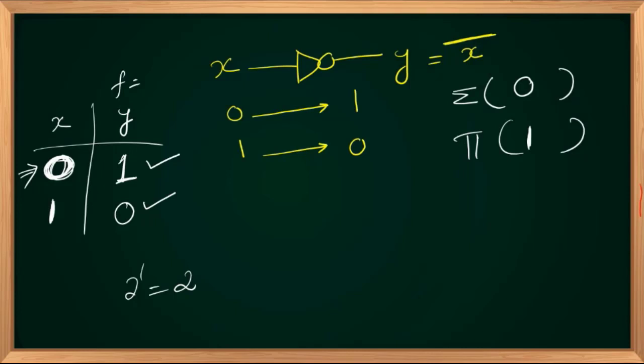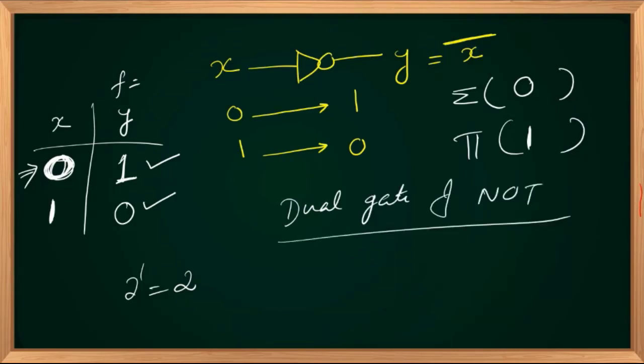What is the dual gate of the NOT gate? That is also a tricky question. What is the dual gate of the NOT gate?